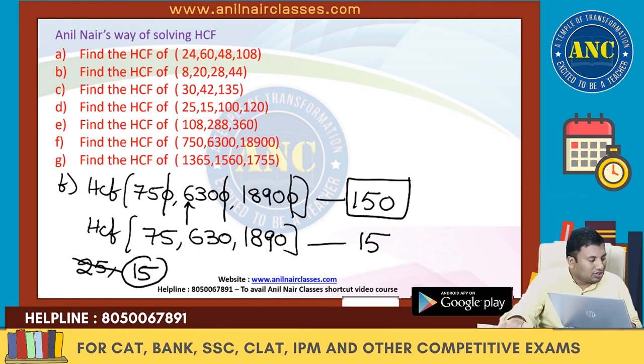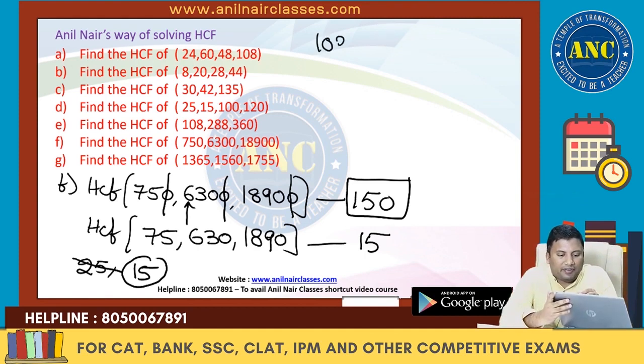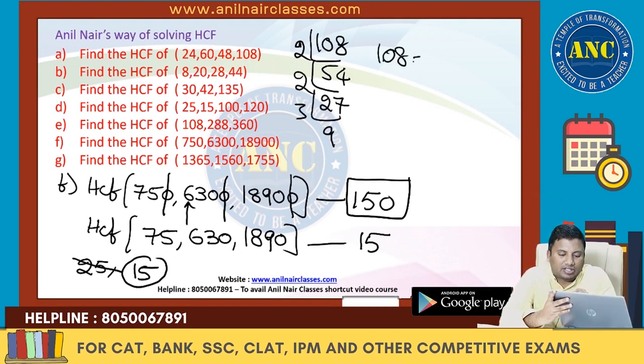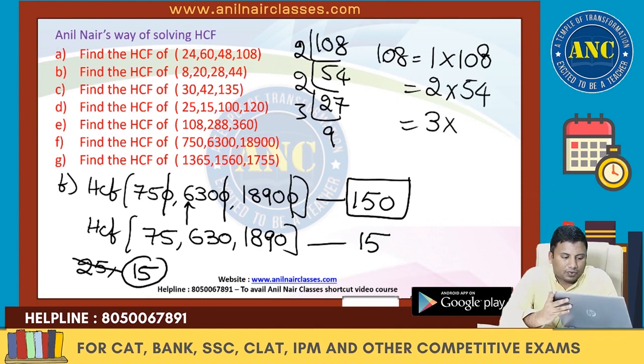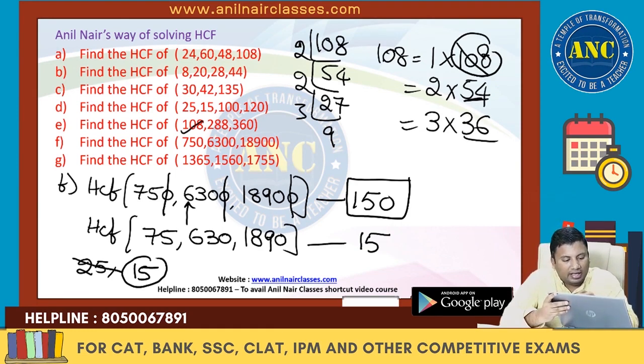Now, Cherry, you asked a question. 108 factors are: 2 54s, 2 27s, 3 9s. So 108 can be written as 1 into 108. Next it is 2 into 54. Next it is 3 into 36. First I took 108. 54. 54 2s are 108. 54 will not go in 288. So that is the reason I took 36. Cherry, I hope it is clear.